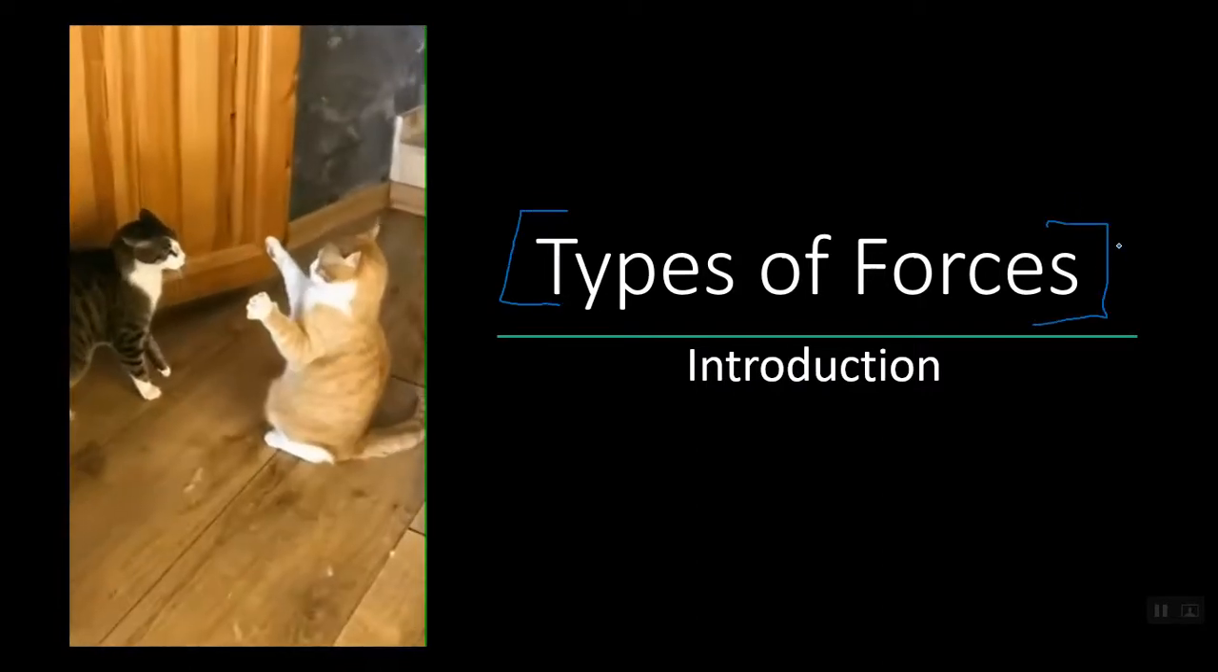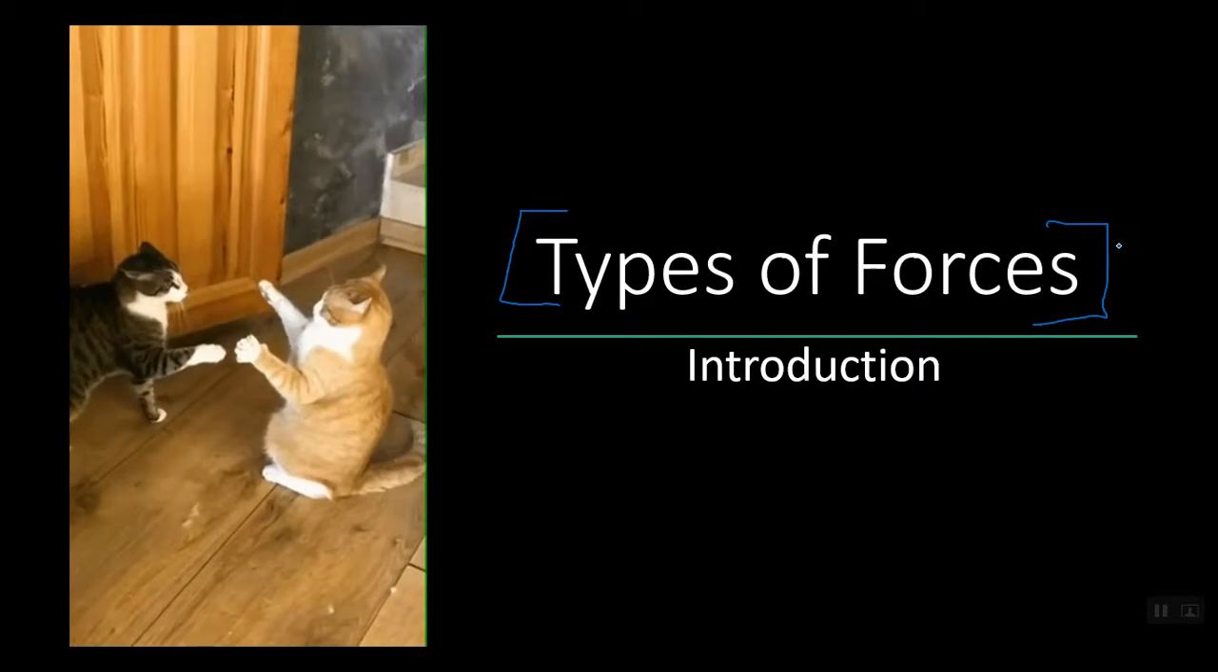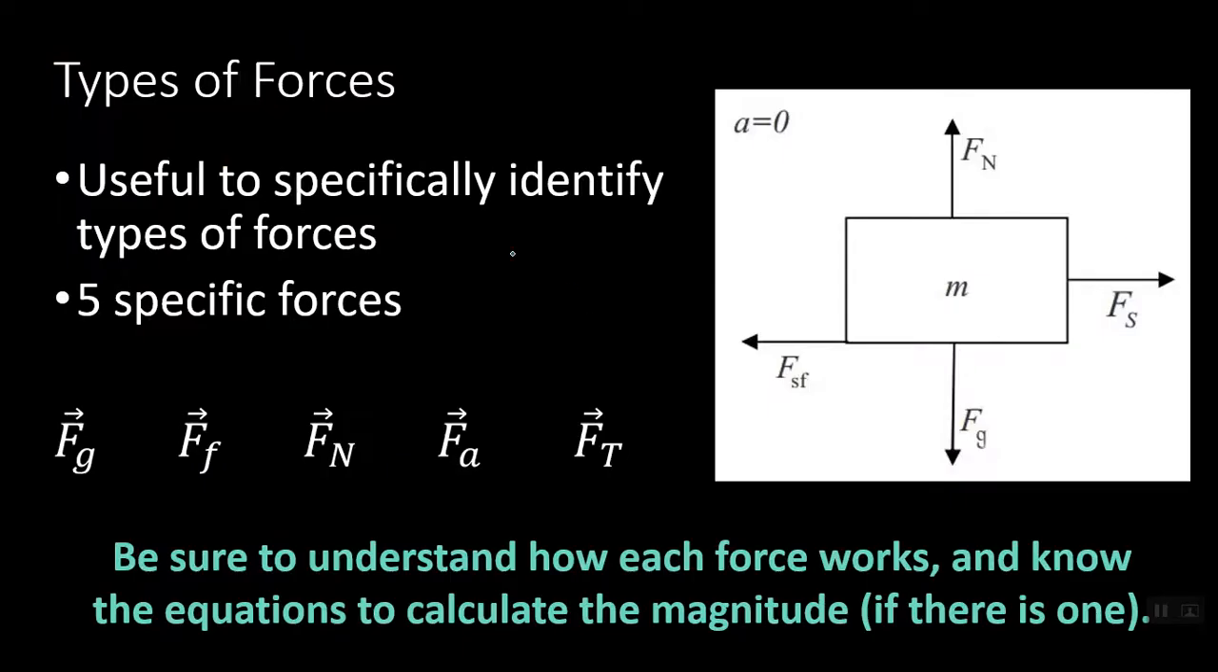In this part of the chapter, we are going to start to look at individual types of forces and how these forces behave. So when we are analyzing an object from a force perspective, when we're looking at its interactions, it is really useful to specifically identify the types of forces acting on it. This is because some of these specific forces follow very specific rules that we can use to predict how these forces are going to work.